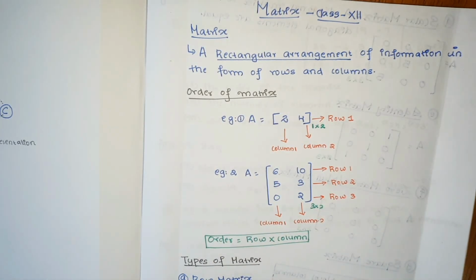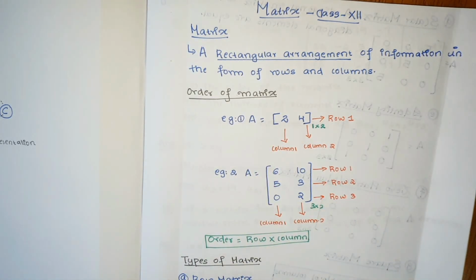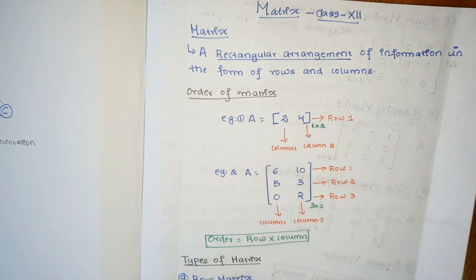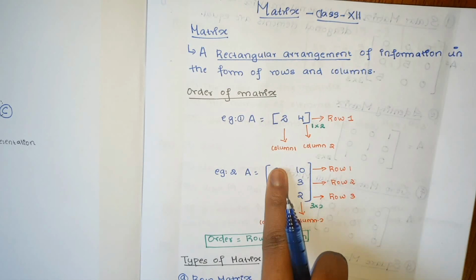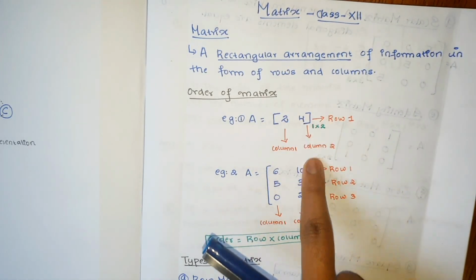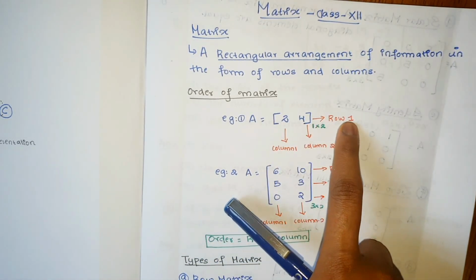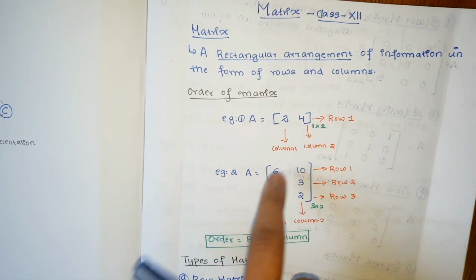Next we can study the order of a matrix. Before that, we study what is a row and what is a column of a matrix. For example, A is equal to [2, 4]. This is a matrix. What is a column? It has 1, 2 columns. This is one column and this is the second column. How many rows does it have? It has only one row. This is the row of the matrix and these are the columns of the matrix.